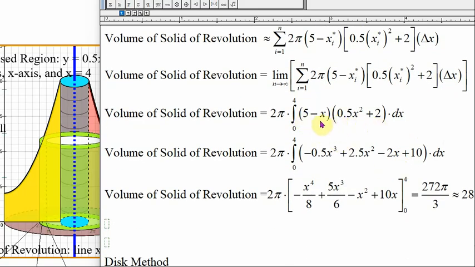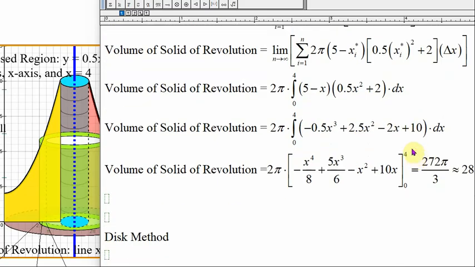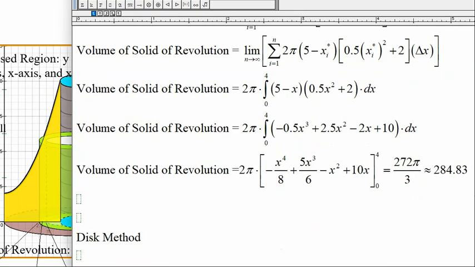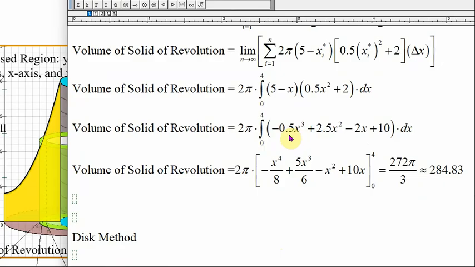Then simplify this part right here, and we get negative 0.5 x to the third plus 2.5 x squared minus 2x plus 10. The integral for this expression right here is negative x to the fourth over 8 plus 5x to the third over 6 minus x squared plus 10x. Then evaluating from 0 to 4, we'll end up with 272 pi over 3, which is approximately 284.83.